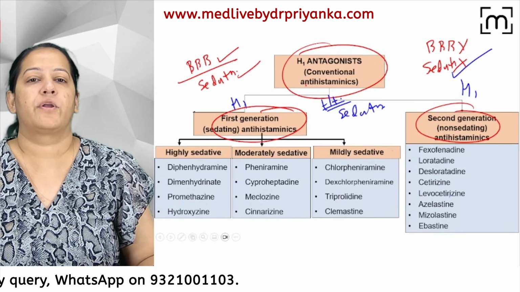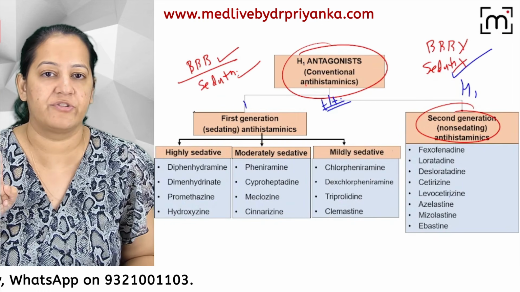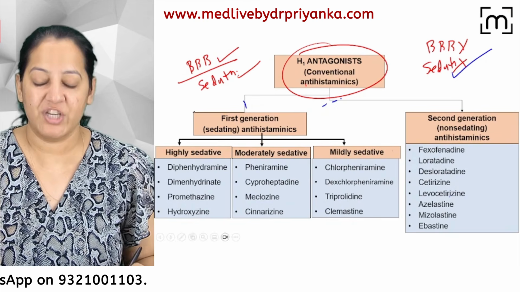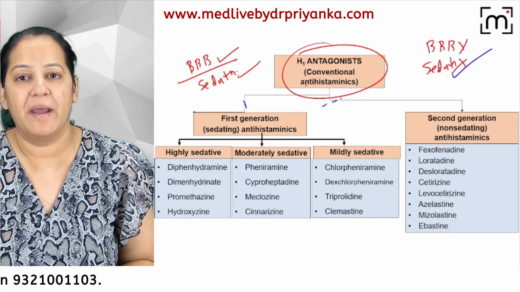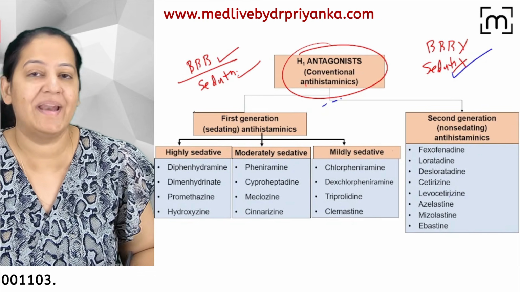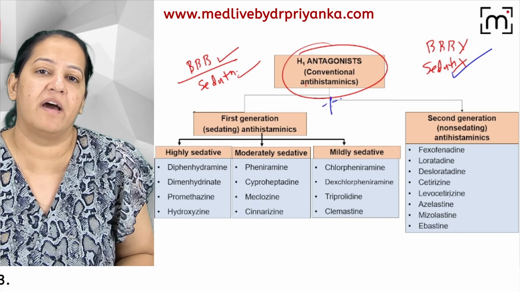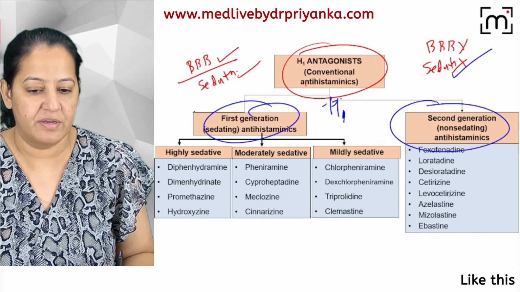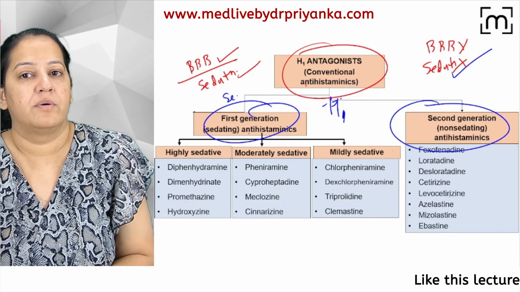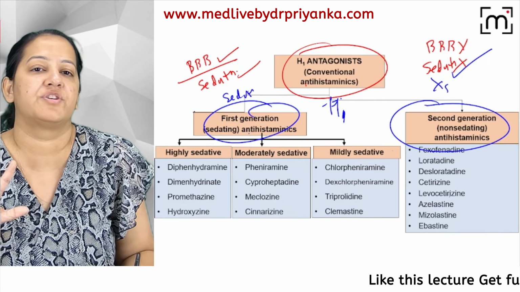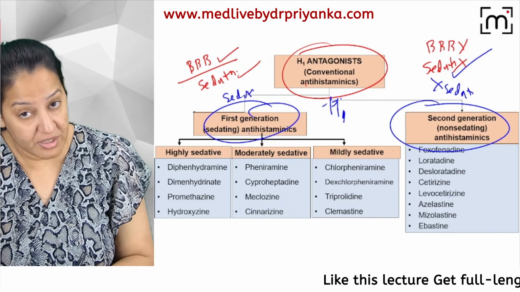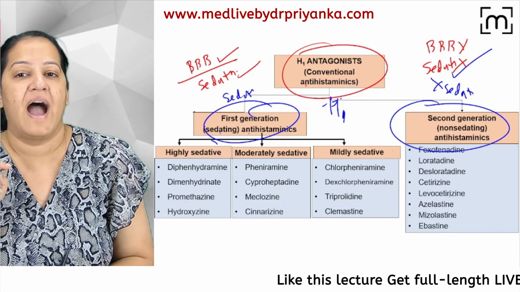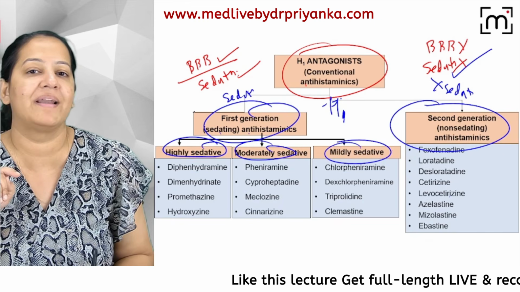Now I will read the drugs for you, first generation and second generation. First of all, understand I am teaching you H1 antihistaminics. The conventional antihistaminics are H1 antagonists. These are first generation, these are second generation. First generation produce sedation, second generation do not produce sedation. Based on the sedation, first generation is further divided into three categories: highly sedative, moderately sedative, and mildly sedative.